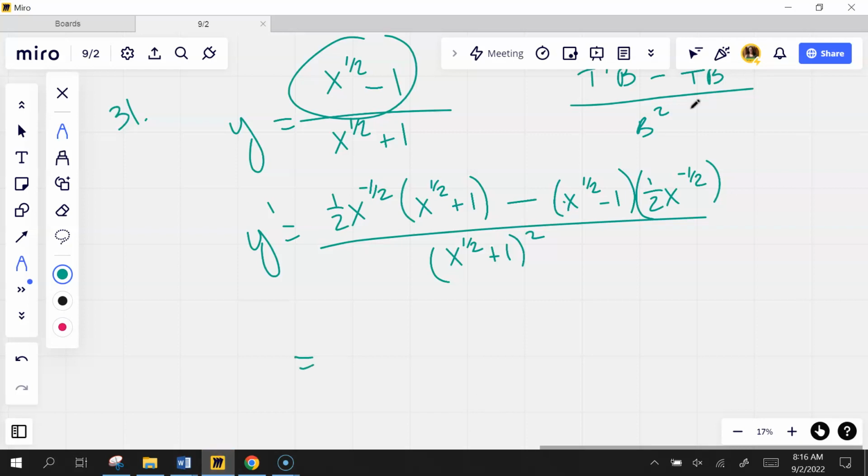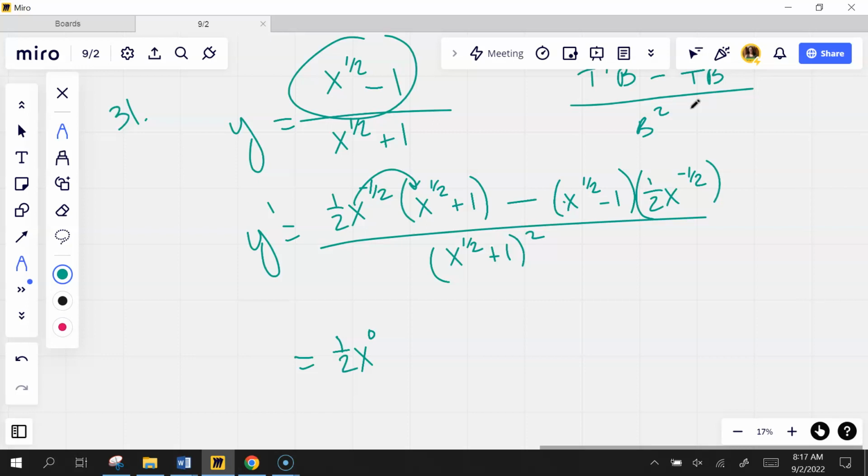All right, so if I distribute here, what does that give me? I know it's 1/2, but 1/2 times what? What is x to the negative 1/2 times x to the positive 1/2? What do you do when you multiply with the same base? You add them together. So it's 0, right? So it's x to the 0, which is just 1. Are y'all following me there?